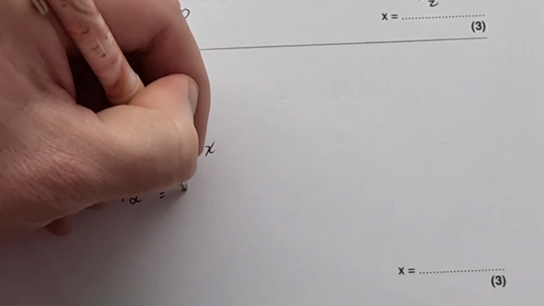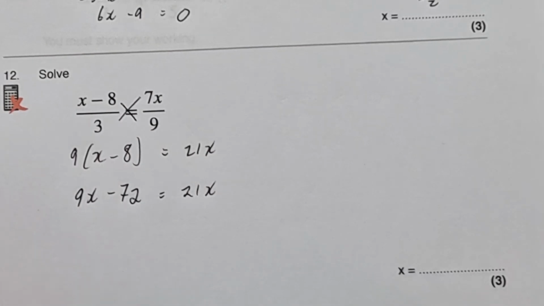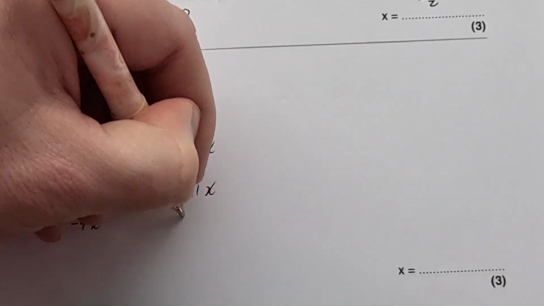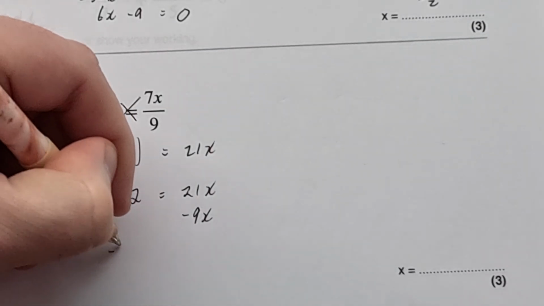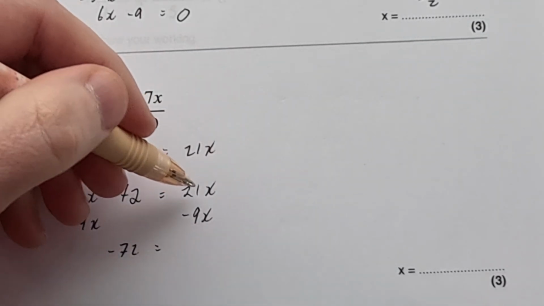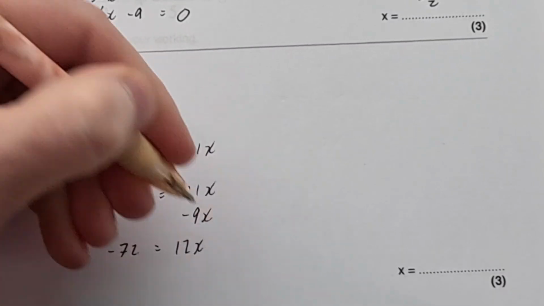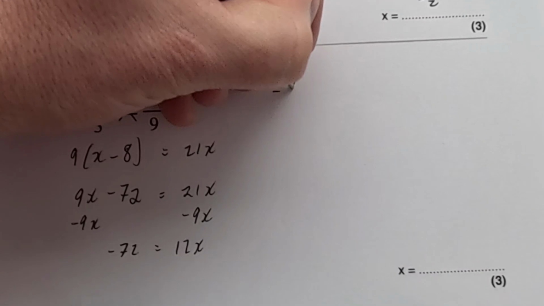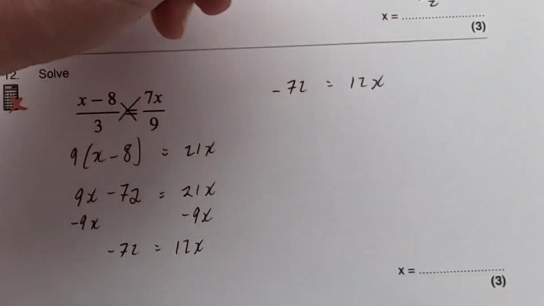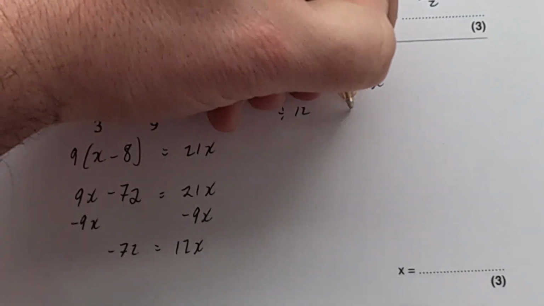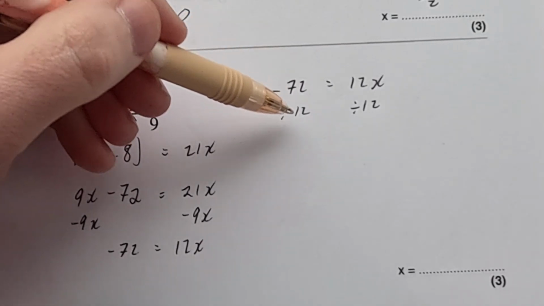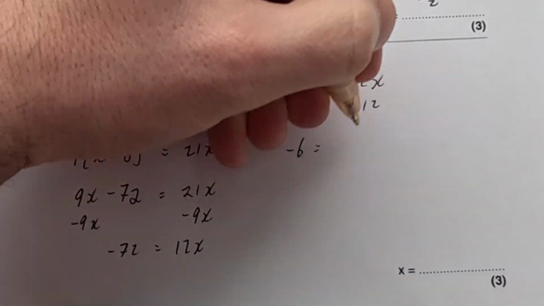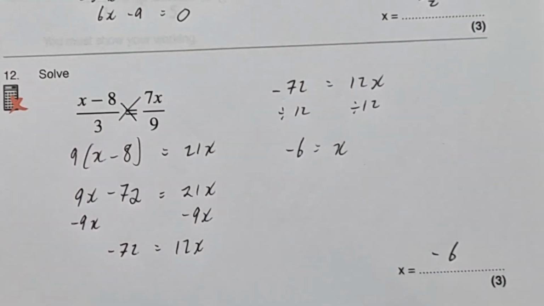And that equals 21x. Now we want to get rid of the lowest number of x's here, so I'm going to take away 9x from both sides. 9x take away 9x is 0, and we've still got our minus 72, so minus 72 equals 21x take away 9x, which is 12x. I'm just going to write this up here. Minus 72 equals 12x. We're going to divide by 12 and divide by 12. So that means we'd have minus 72 divided by 12. Well, 72 divided by 12 is 6. So that'll be minus 6 equals x. So x equals minus 6. And that's it. We're done.